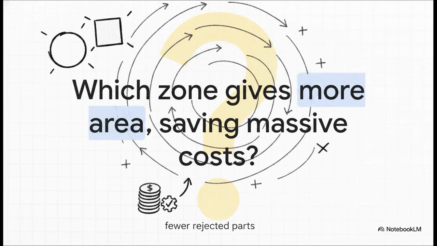If you have a square tolerance zone and a circular tolerance zone driven by the exact same numeric value, let's say a 0.5 millimeter allowance, which one actually gives the machinist more usable area to work with? Take a second. Estimate in your head how much extra room that circle provides over the square. And hey, why does that even matter? Because more area means fewer rejected parts, which directly translates to massive cost savings.